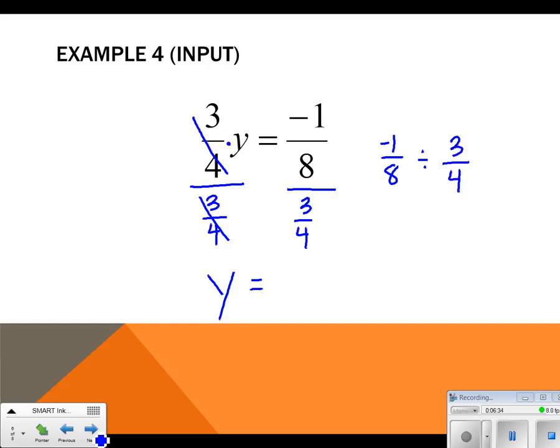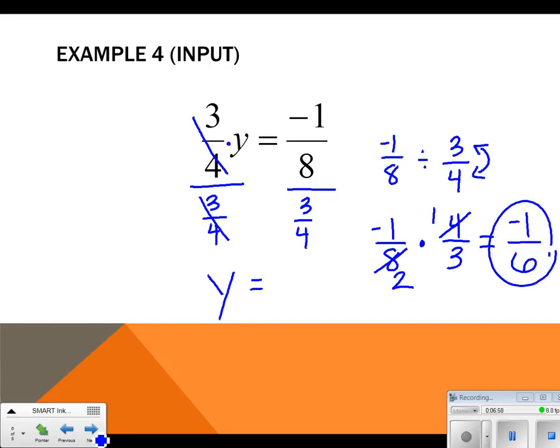Step 1, change mixed to improper. We don't have to do that. Step 2, when it says divide, don't cry, just flip and multiply. Reduce the 4 and the 8 by 4. Multiply. Negative 1 times 1. 2 times 3. It's in lowest terms. So we come over here. So y equals negative 1/6.